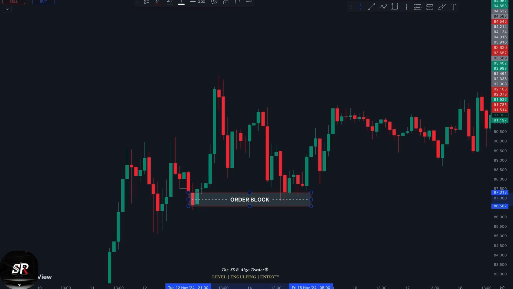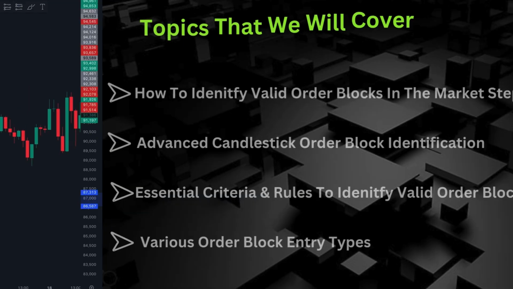Trading without a skill to spot valid and high quality order blocks can be very risky in making trading decisions. These blocks are often overlooked by many traders, but they play a very important role in making trading decisions.